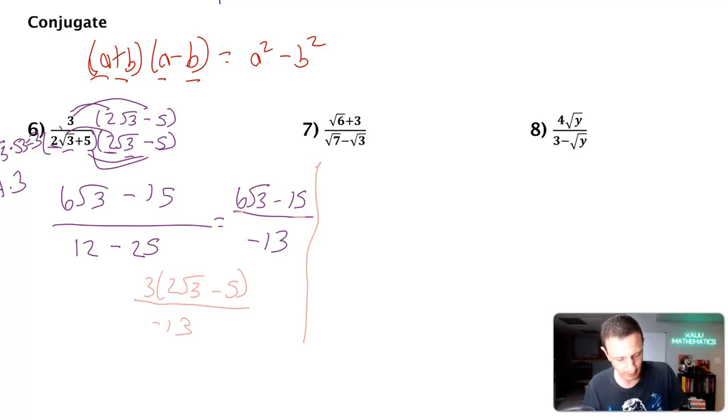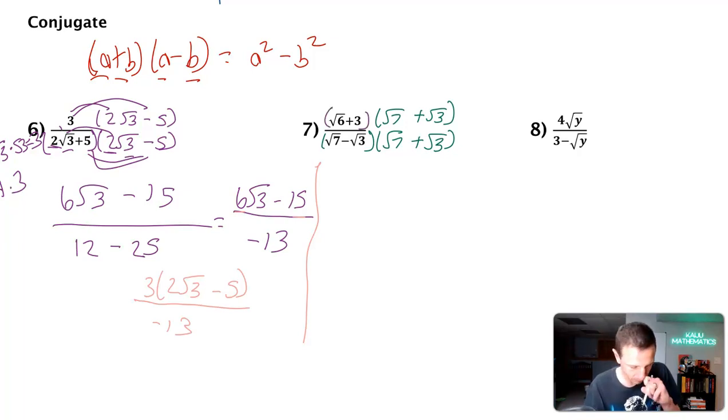So 7, we are rationalizing the denominator still. I want to multiply by the conjugate. So I have square root of 7 minus square root of 3. I want to multiply by the square root of 7 plus the square root of 3. So I'm going to multiply the top by the square root of 7 plus the square root of 3. Since we're multiplying a binomial times a binomial, we have to multiply it all out. So you have to do distributive property twice, or FOIL, whatever you've learned.